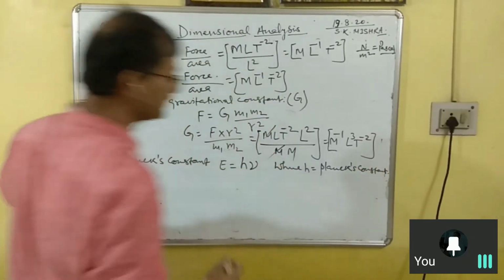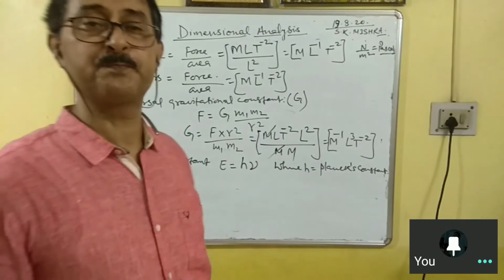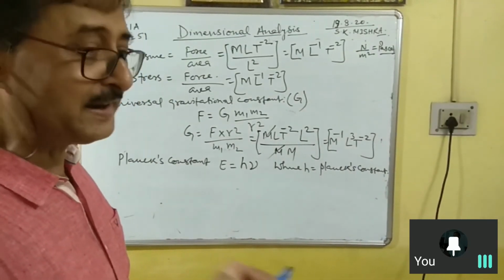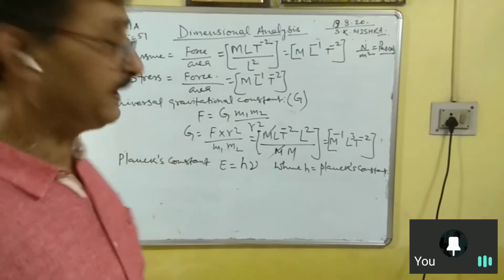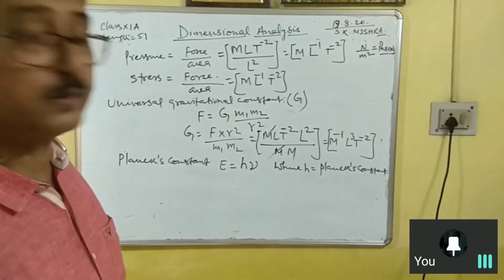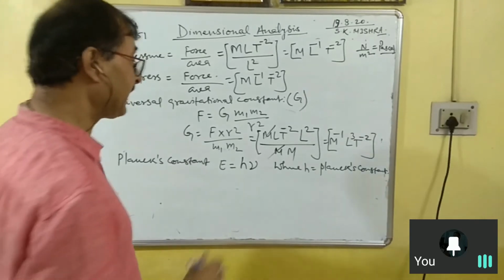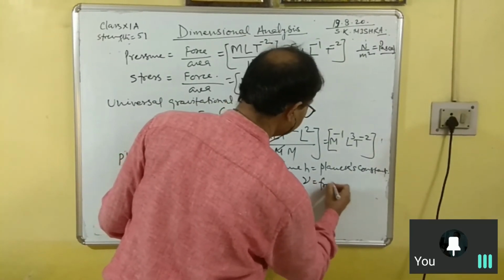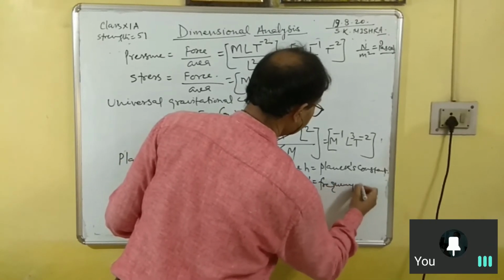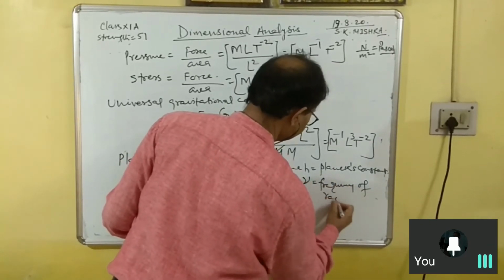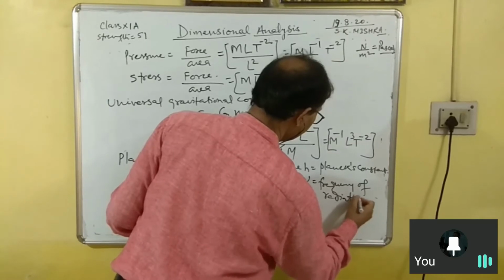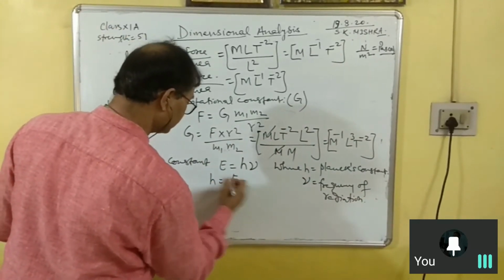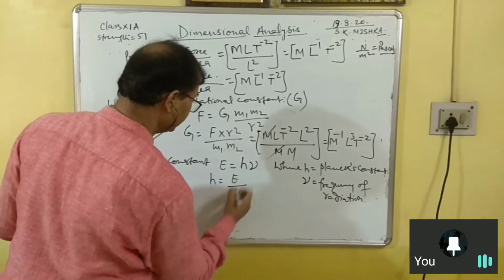Light is assumed to be the flow of photons. Now, what are photons? Photons are tiny packets of energy, and each packet contains energy equal to h into nu. h is Planck's constant and nu is the frequency of radiation or light. So what is h? It is the energy of the photon, E, divided by nu.